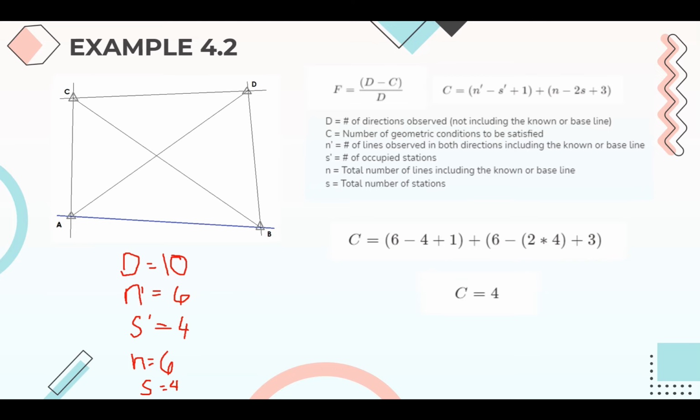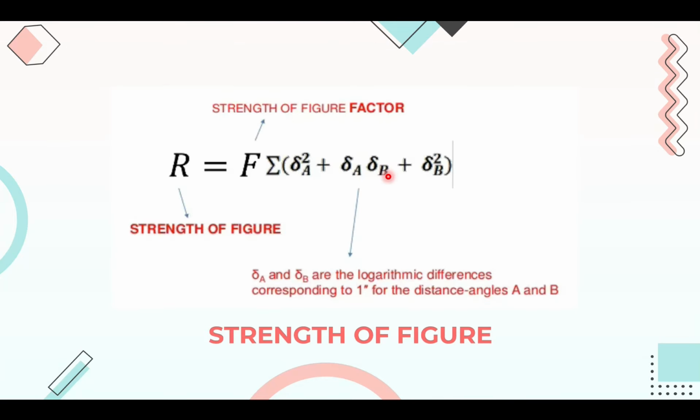So input that into our F equation. So our strength of figure factor is 0.60. Okay, you guys, so now we know how to solve the first part in solving the strength of figure, which is the strength of figure factor F. And now, we will try to solve for the summation of delta A squared plus delta A delta B plus delta B squared. So what does this mean?